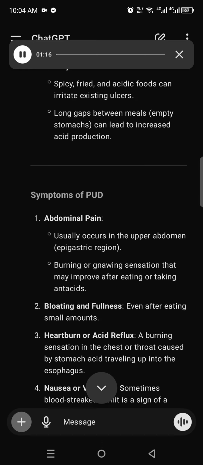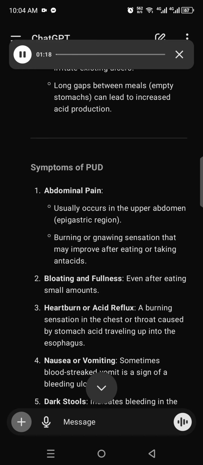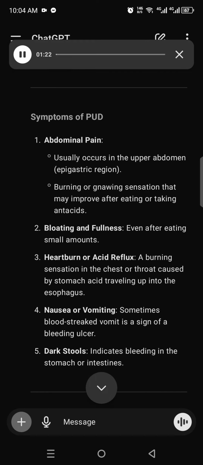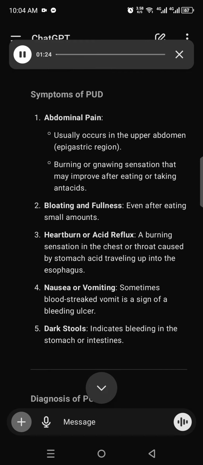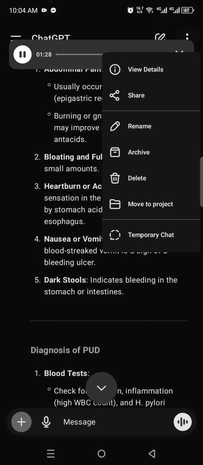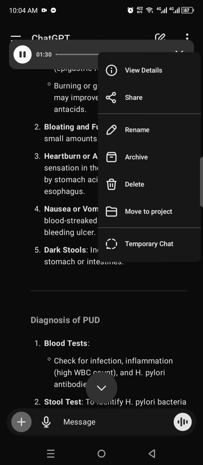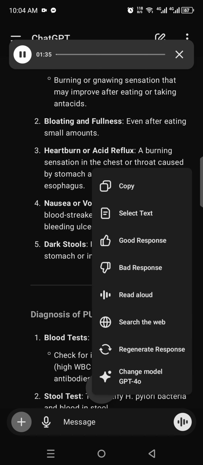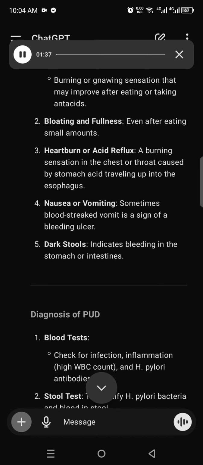1. Abdominal pain, usually in the upper abdomen (epigastric region). A burning or gnawing sensation that may improve after eating or taking antacids. 2. Bloating and fullness, even after eating small amounts. 3. Heartburn or acid reflux, a burning sensation in the chest or throat caused by stomach acid traveling up into the esophagus. 4. Nausea or vomiting. Sometimes blood-streaked vomit is a sign of a bleeding ulcer. 5. Dark stools. Indicates bleeding in the stomach or intestines.